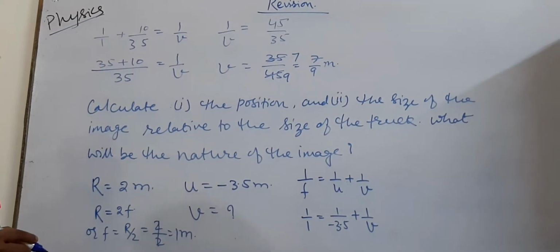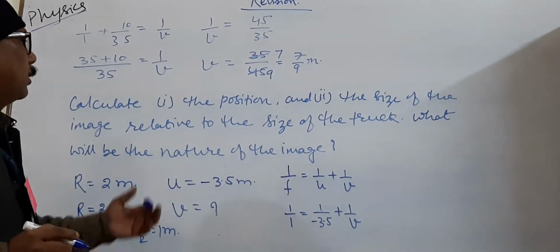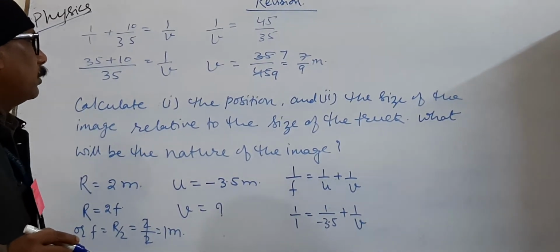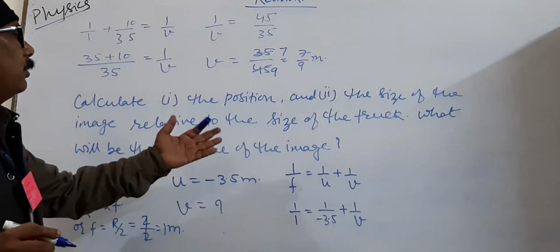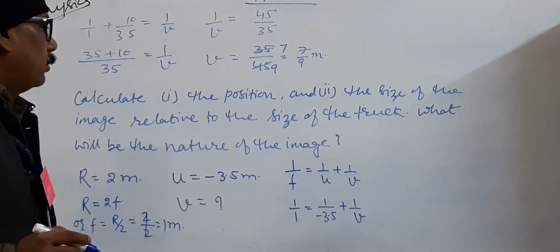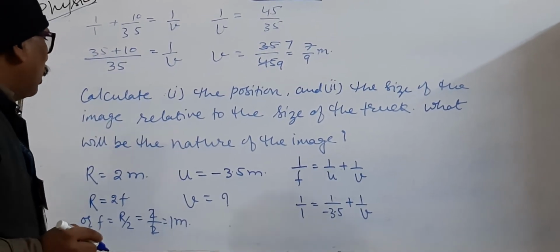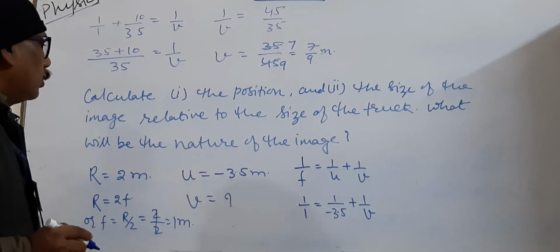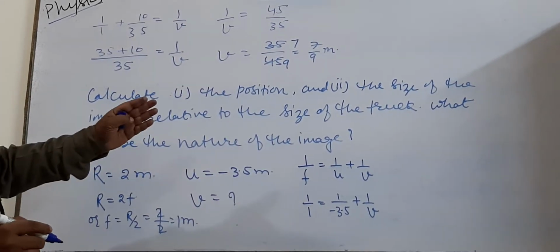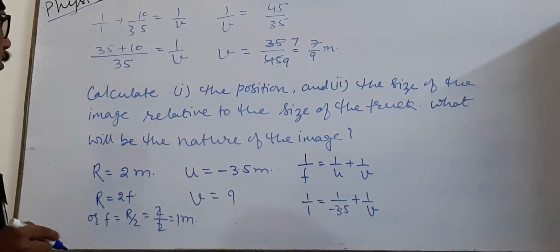Means V is coming positive. Means what type of image is it forming? It is forming behind the mirror. Nature will be virtual. Now you have to find out the size of the image relative to the size of the truck.